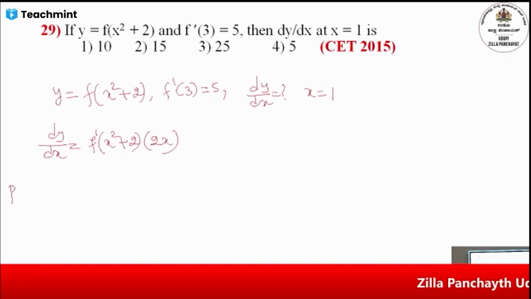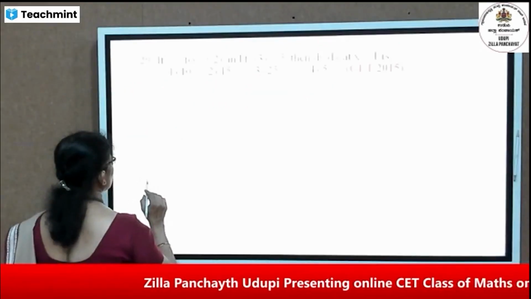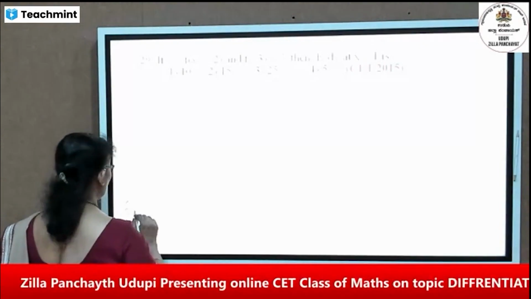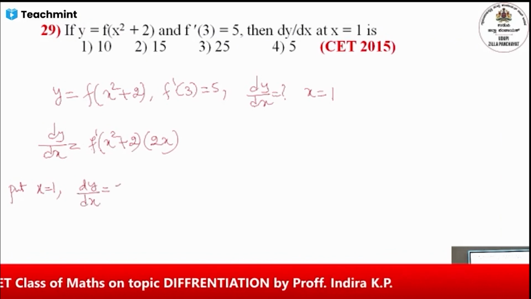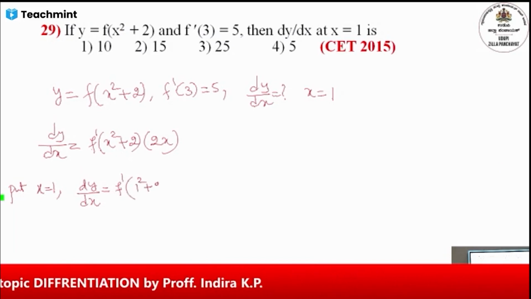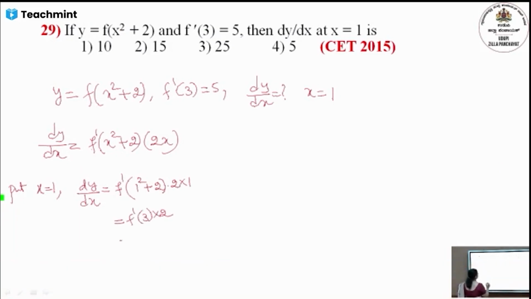2x. So put x equal to 1. What will be your derivative? It is f dash of 1 squared plus 2 into 2 into 1. This is f dash of 3 into 2. F dash of 3 is given to be 5. So the answer is 10. I'll repeat. Derivative of f is f dash, then the derivative of x squared plus 2 is 2x. So you have to substitute x equal to 1, 1 square plus 2 is 3, f dash of 3 is given to be 5. This is into 2, 5 into 2 is 10.